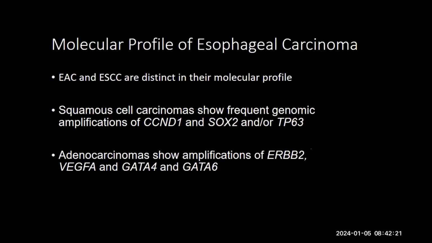Now coming to the molecular profile of esophageal carcinoma. As you've seen, the clinical profile of esophageal adeno and squamous carcinoma is different. Similarly, their genetic profile is also wildly different. The squamous cell carcinomas tend to have lesions that affect the cyclin and cyclin-dependent kinase pathways, whereas the adenocarcinomas tend to have amplifications in tyrosine kinase pathways. This becomes important because these are targetable.